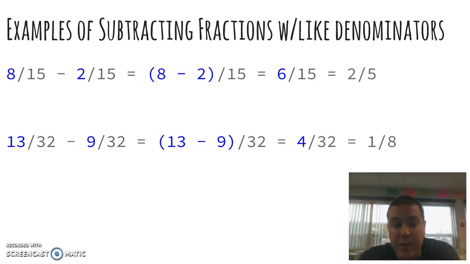Then here, 13 over 32 minus 9 over 32. Focus on the numerators once again. 13 minus 9 equals 4 over 32. Now they're both even, but if you'll notice, 4 goes into 32, if you remember your multiples of 4 or your multiples of 8. So 4 goes into 4 one time, 4 goes into 32 8 times. So 1 over 8 is your answer.